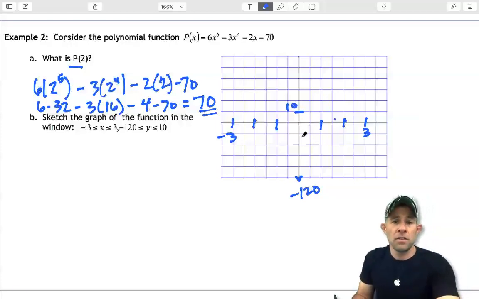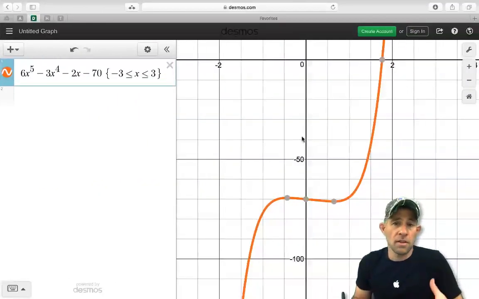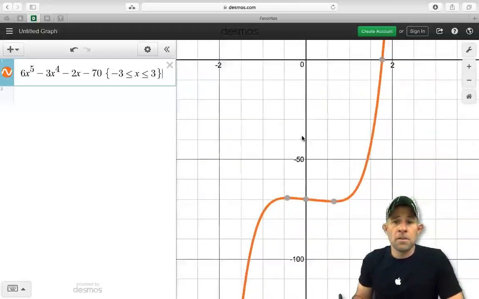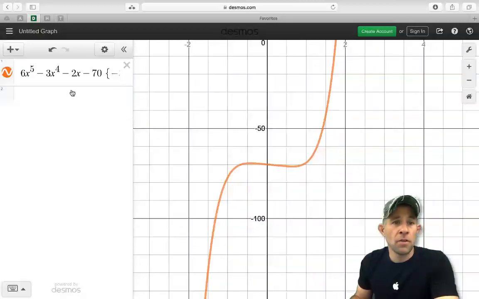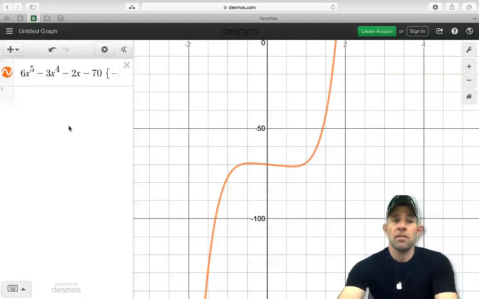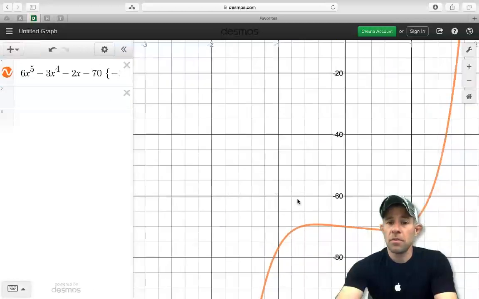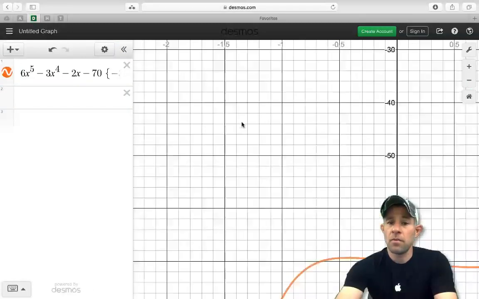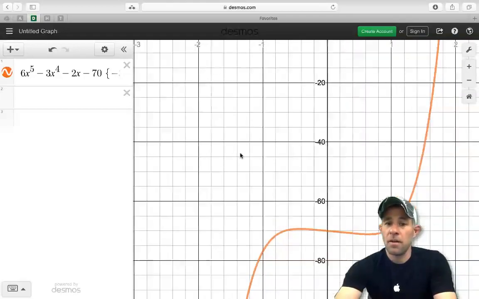So I actually have already done this in Desmos. Desmos allows us to do a really nice job of graphing this and getting a visualization of what that looks like. So you can see here that we have this guy graphed. Our polynomial is 6x to the 5th power minus 3x to the 4th minus 2x minus 70, and then we graph that in the range from x is between negative 3 and 3. So you can see here, whoops, hopefully that will stop moving around on us. Doesn't look like it will stop moving around on us. There we go.